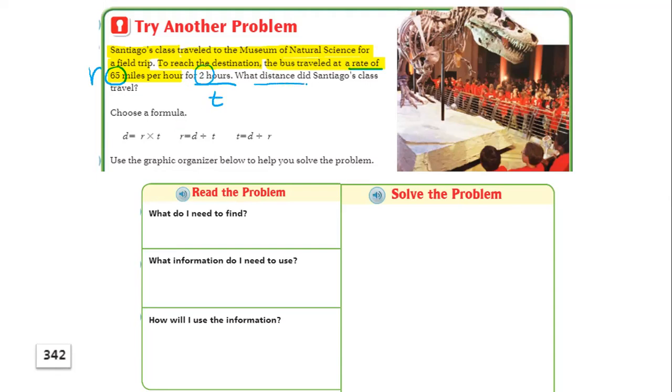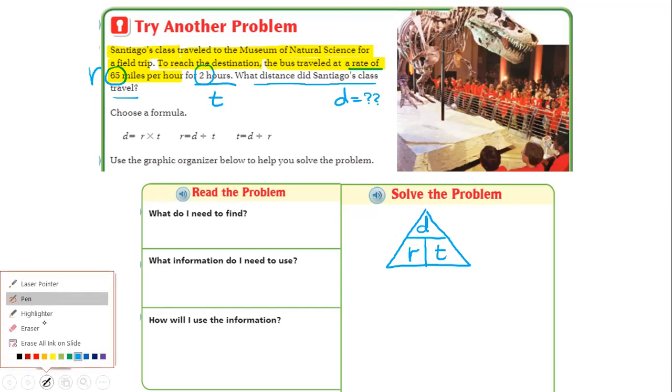What distance did Santiago's class travel? Mister, can you see my answer in the chat? But let me ask you, what is required? R or T or D? Yeah, I need to know D. So look at the triangle, okay? Don't forget the triangle. D over here, R and T. Substitute the numbers inside the places.